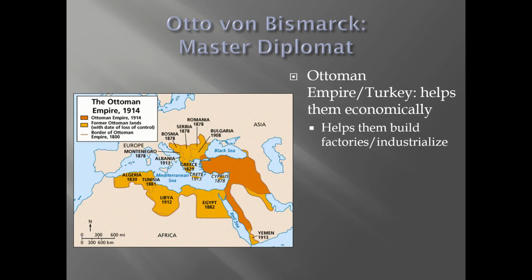The Ottomans. The Ottoman Empire is not particularly industrialized, and so Germany offers to help them industrialize and build up factories. The Ottoman Empire has been losing territory. It's now just this darker orange color, and so the Ottomans are looking at the fact that they need better technology to hold on to the territory they have, and the Germans are willing to provide it for them.